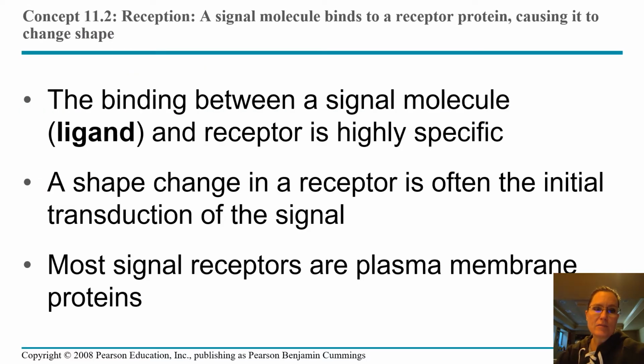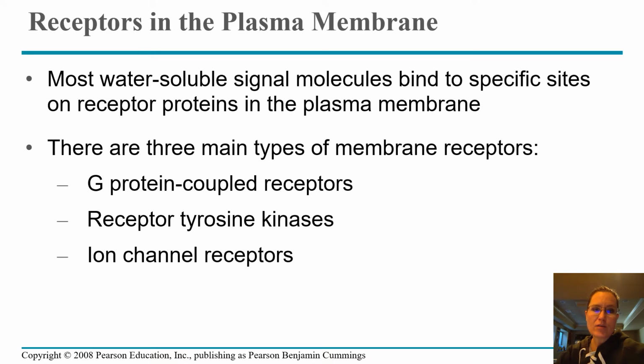And so this is what I was talking about, the little signal. It's called a ligand. It's a specific shape. It fits like a puzzle piece. There are three main ways that we can get an extracellular signal into the cell, and we have to do this on molecules that are water soluble.